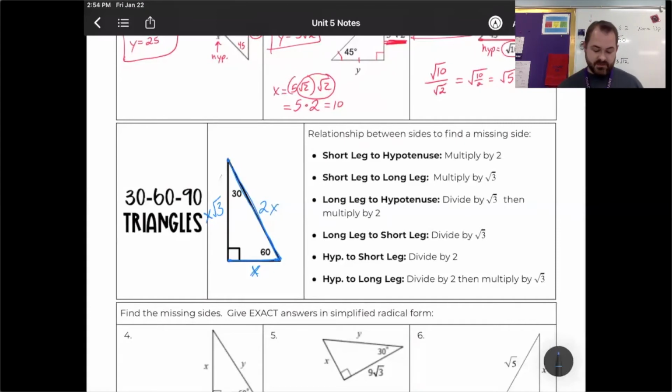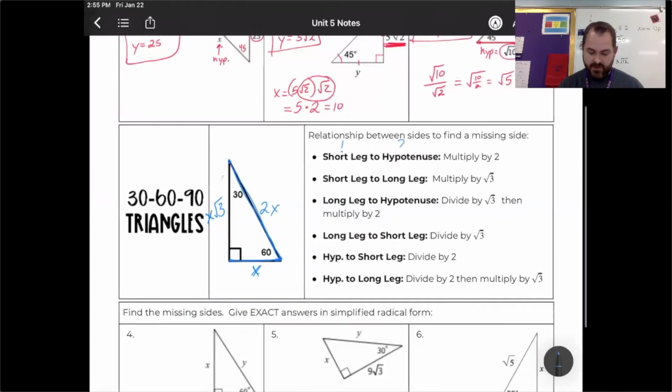So here are the relationships. Again, if we know the short leg and we're looking for the hypotenuse, you multiply by 2. If we know the hypotenuse, but we're going to the short leg, trying to figure that out, we divide by 2. Okay, those are opposites of each other. Going back up, if we know the short leg and we are looking for the long leg, you just multiply by root 3. So going backwards, if I know the long leg and I'm looking for the short leg, you divide by that root 3.